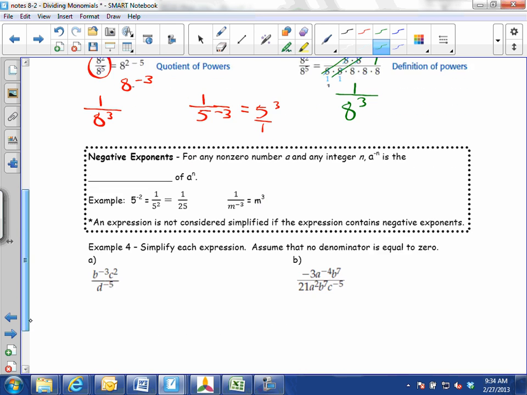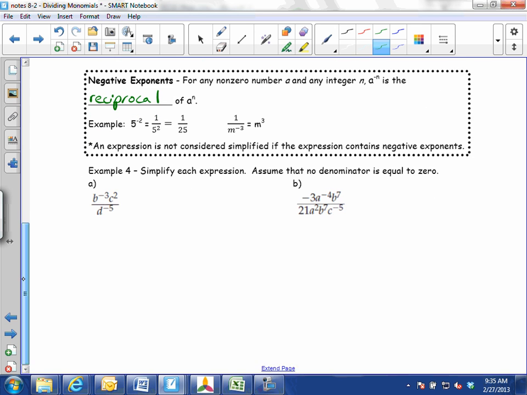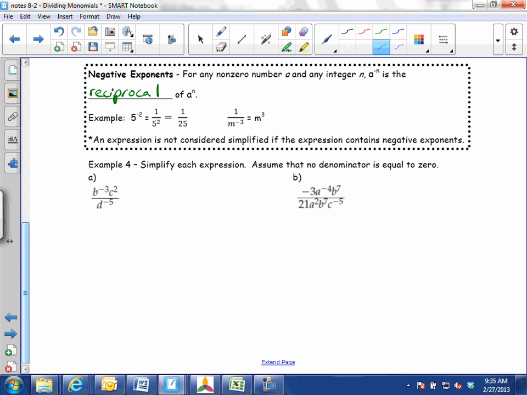For any non-zero number a and any integer n, a to the negative n is the reciprocal of a to the n. In other words, if it's on the top, make it the bottom, and if it's on the bottom, put it on the top. An expression is not considered simplified if it contains a negative exponent. Hopefully another example will help you out here.